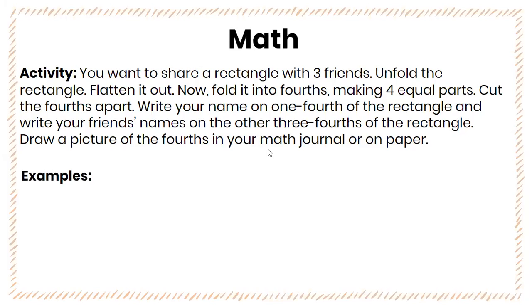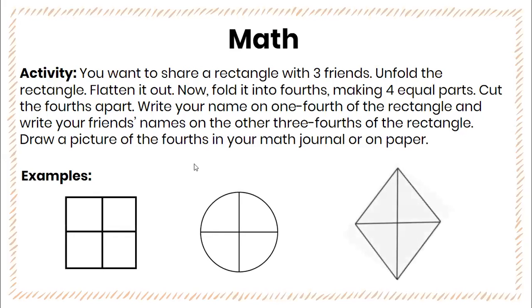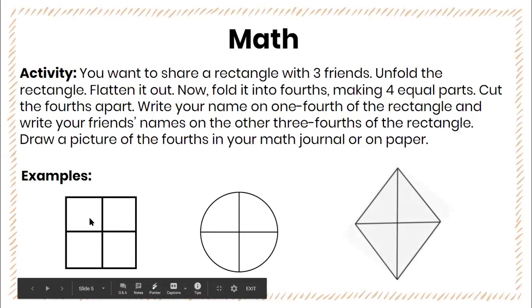Here are some examples of shapes that are cut into fourths. A square divided into fourths, a circle partitioned into fourths, and a rhombus partitioned into fourths. Remember, to have a fourth, the shape needs to be cut into equal parts, into 4 equal parts.